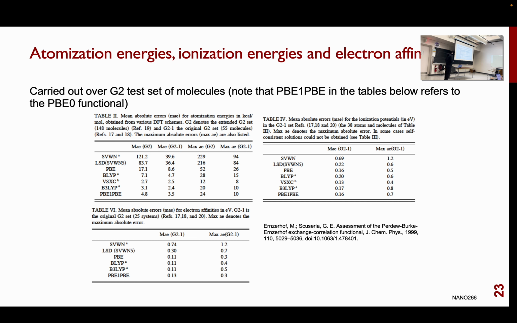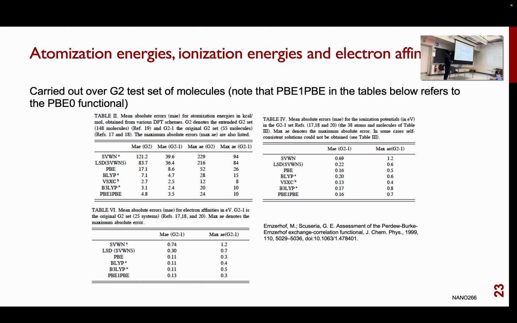Now, what about molecules? Okay, so in molecules, very often we benchmark the performance of functionals or quantum chemistry methods using things like atomization energies, ionization energies, and electron affinities. And this is basically a benchmark that was carried out over a G2 test set of molecules. So this is basically a very, very large test set that people use quite often to benchmark quantum chemistry methods. So if you look at the table, just a note that the PBE1, PBE in this table basically just refers to the PBE functional, okay?